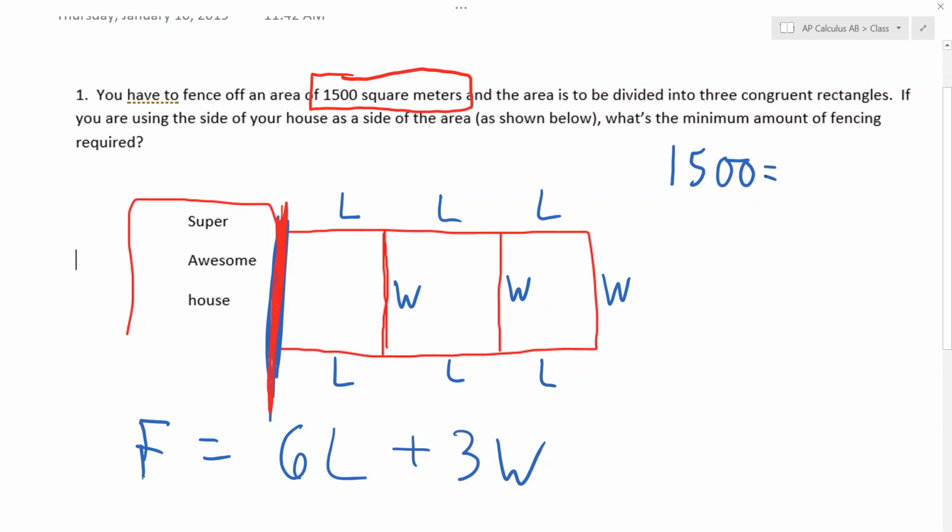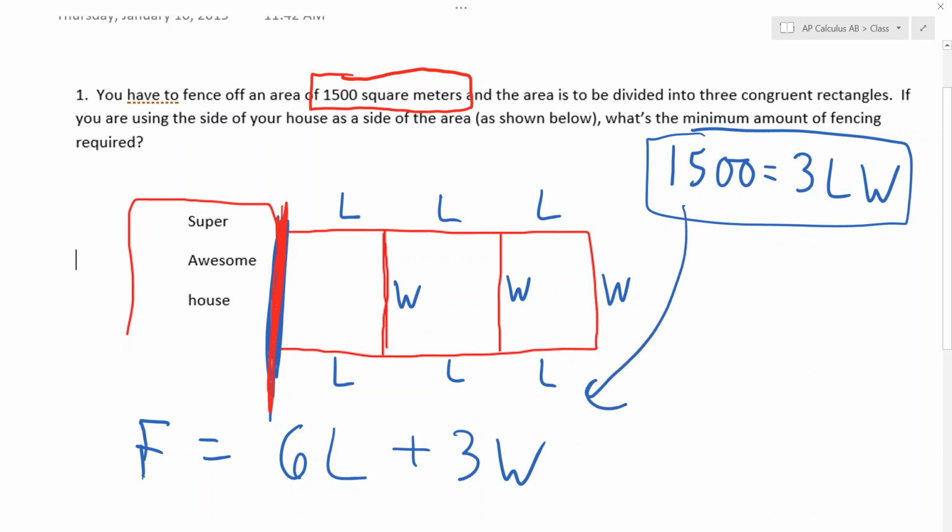The area of that entire shape is 3L times W. Okay? This is my fixed equation. I'm going to use that to solve for one of those variables and drop it into this equation down here. Doesn't matter which one you solve for. I'm going to solve for W.